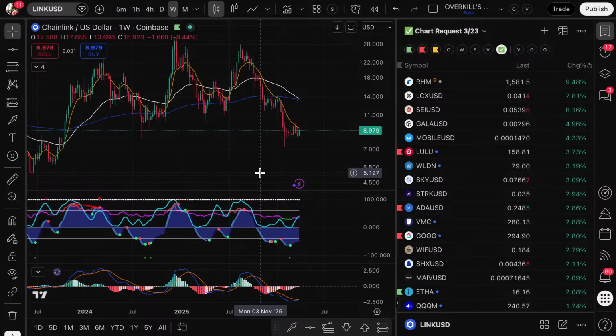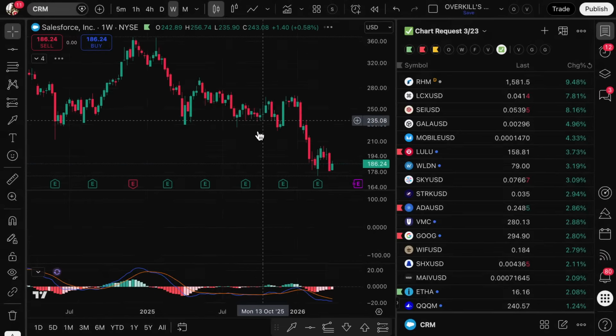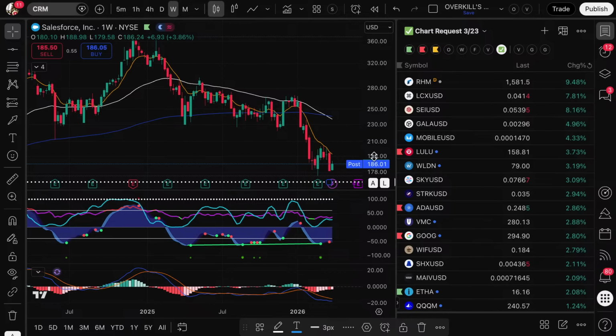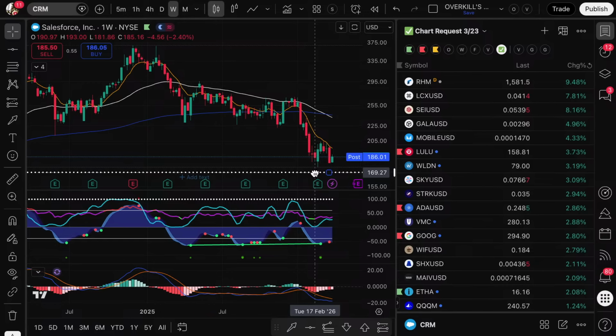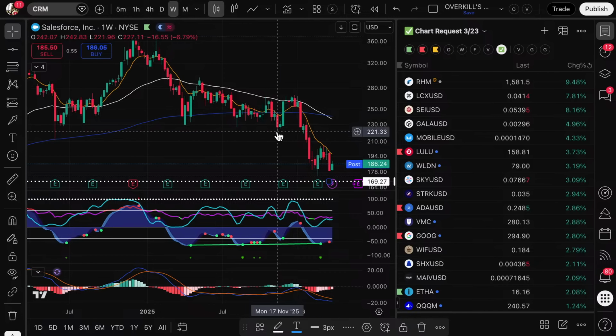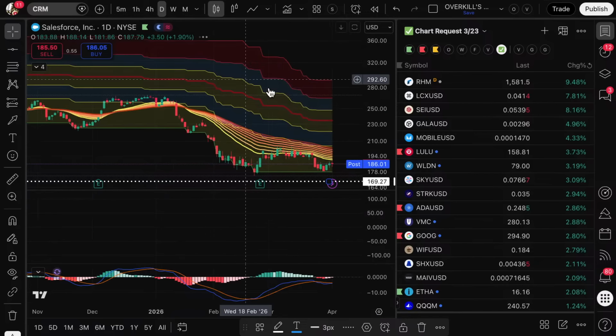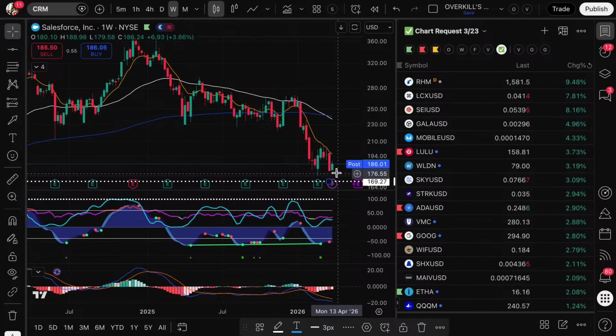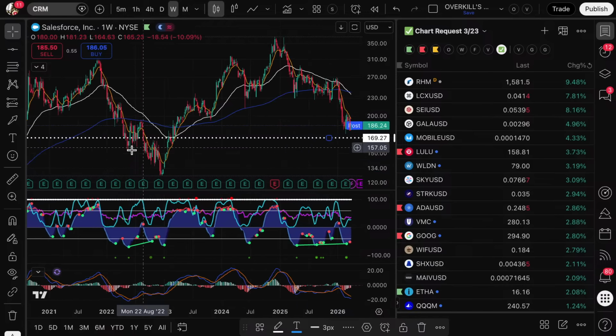What else we got? I see CRM. Okay, that one's trying to find a bottom right here at about 170. So I have a position on this. I think my stop loss is like 160, 169 or something. Looking for the green dot to pop this week. Nice start to the week here. Would love to see it just hold on to like 170. So up above 170, I like it. Looking for a bounce here. If it breaks down below that 170 level, I most likely will be stopped out.